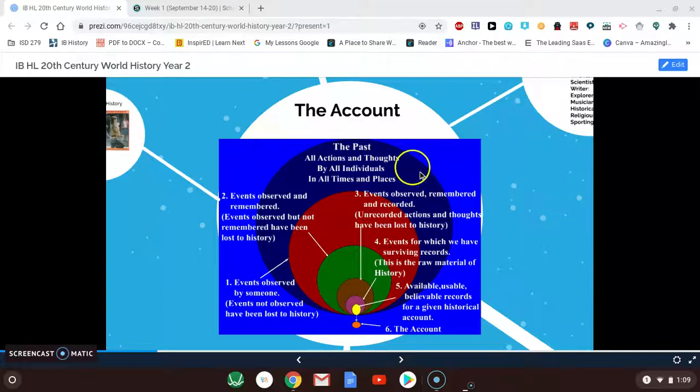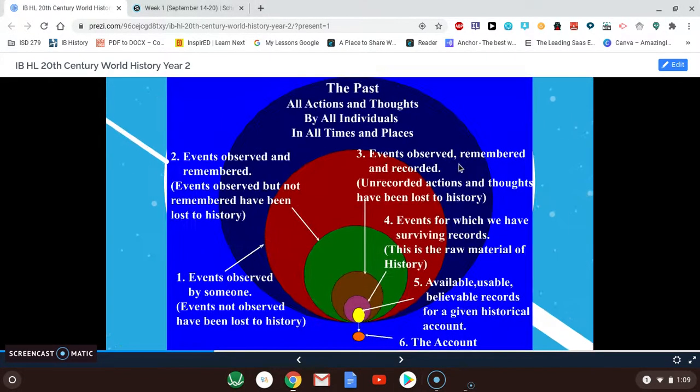We are going to look at something called the account today. And this little graphic is something that we will come back to quite often over the next 2 years. It is basically a graphic that represents the idea of what makes up the past in comparison to what we examine as part of our role as historians.